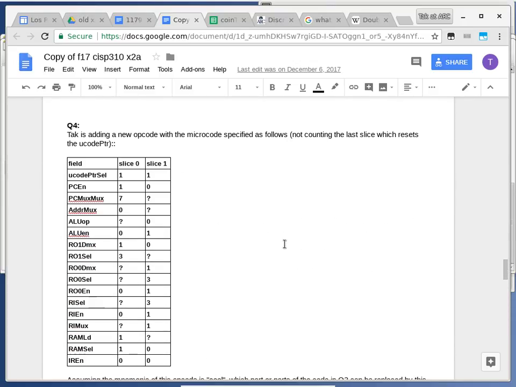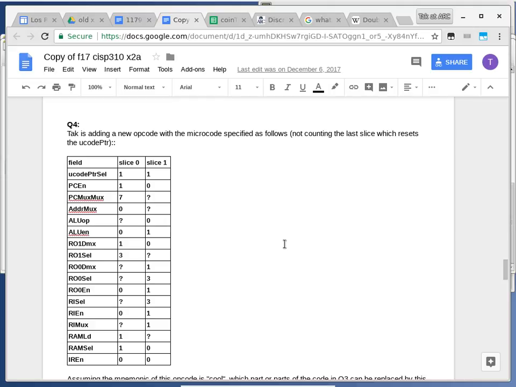Now, the fourth question, on the other hand, is something that I can potentially ask you. It is asking you about, I'm adding a new opcode that specifies the following patterns. So I give you the names of the signals, and I give you the zeros and ones for the different slices. And the question is asking, what does it do? How do you answer a question like that?